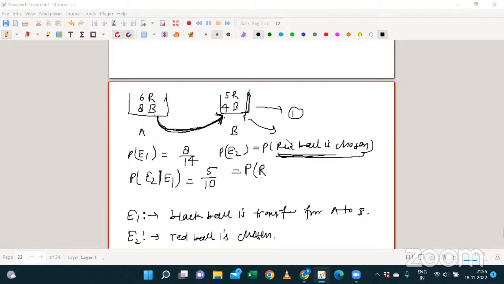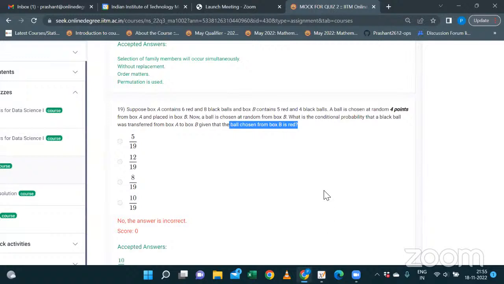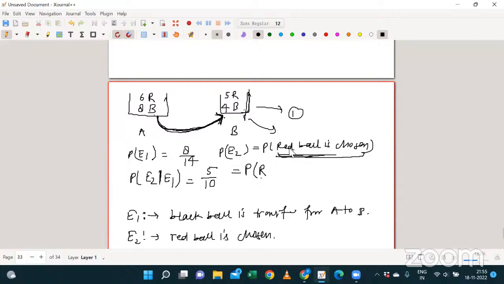Correct. Box B is there, as in the question statement. A ball is chosen at random from box A and placed in box B, so we have to choose first a ball and then we have to replace. After that, a ball is chosen at random from box B. So I'm saying red ball is chosen. The selected ball will be red when I replace a black ball into this one. Correct. And I'm going to choose a red ball from box B.